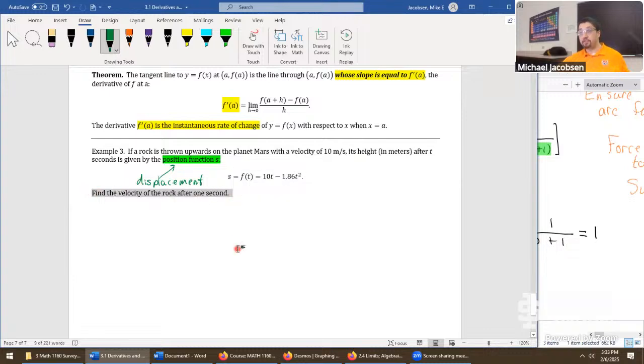What we want is the velocity of the rock after 1 second, but that's just the instantaneous rate of change of the rock at 1 second. That means we're just calculating a derivative at time equals 1. But in this context, if s is displacement, and we take the derivative of s, which is what we're about to do using the definition of the derivative, we go down to a new function v, which would be called velocity. And that's what we want right here when they are asking for the velocity.